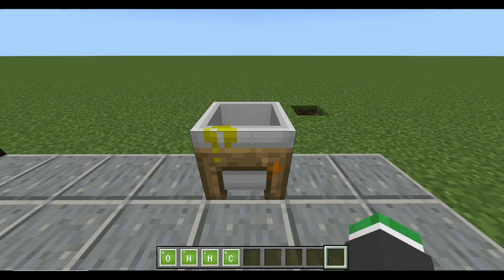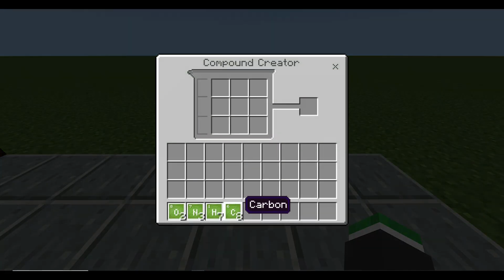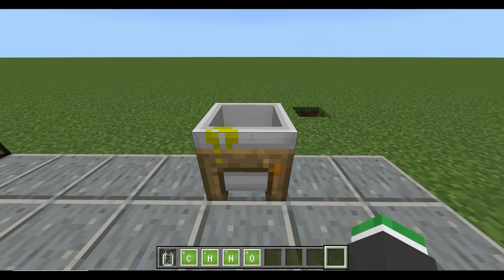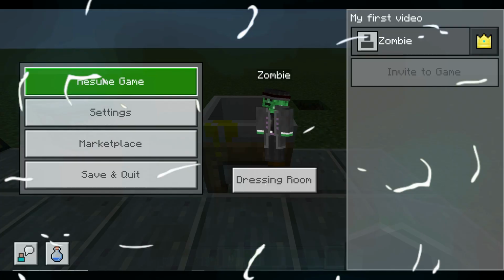Next thing that we're going to be making is luminol, which needs 8 carbon atoms, 7 hydrogen atoms, 3 nitrogen atoms, and 2 oxygen atoms. And you can place them absolutely anywhere you want, it will still make the same thing. So here, luminol, and all of these things that I am telling you, make sure that you keep them.